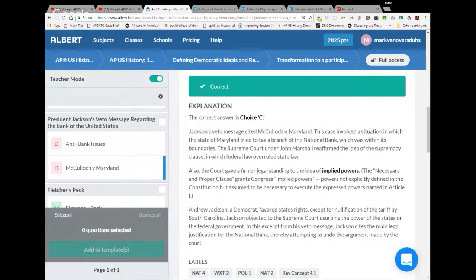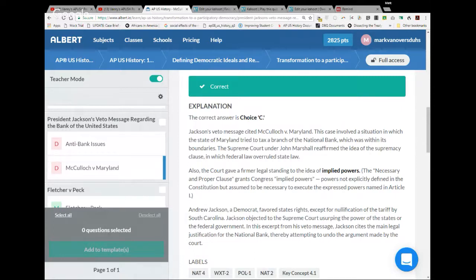So we look at Andrew Jackson here. This gives you a little more. He favored states' rights except for the nullification of the tariff by South Carolina. Jackson objected to the Supreme Court usurping the power of the states or the federal government. In this excerpt from his veto message, Jackson cites the main legal justification for the national bank, thereby trying to undo the argument made by the court.